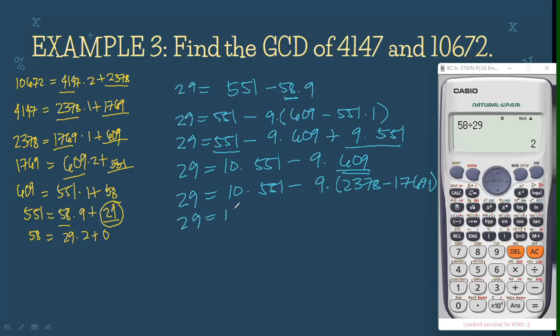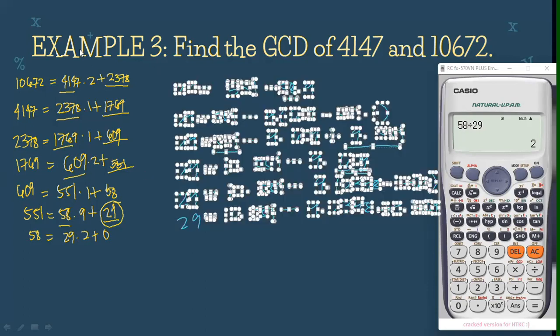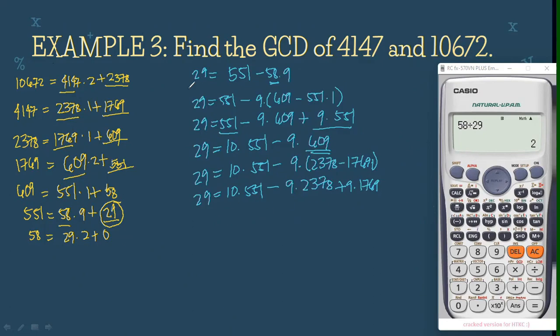So 29 is equal to 10 times 551 minus 9 times 2,378. That will give us 9 times 2,378. Then, ito po, distribute po din natin. Negative 9 times negative 1, that is positive 9 times 1,769. So, kung makikita nyo po, wala po siyang ka-equivalent na pwedeng i-combine.